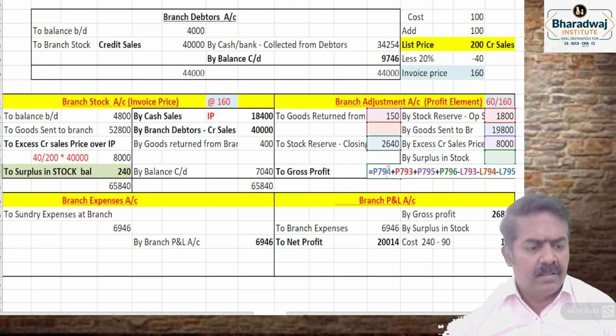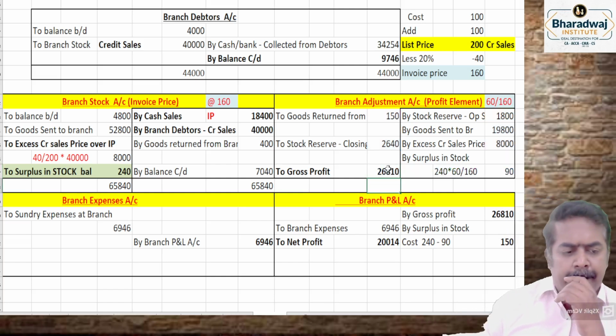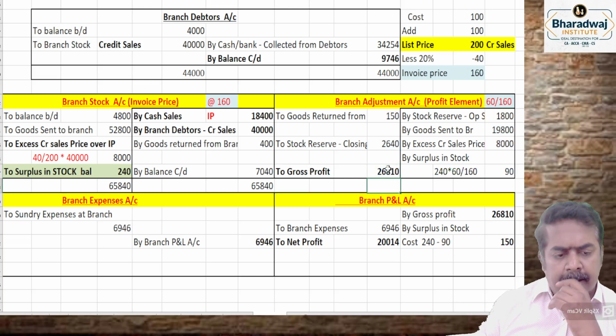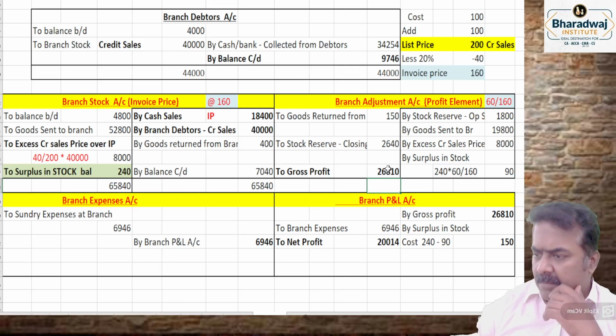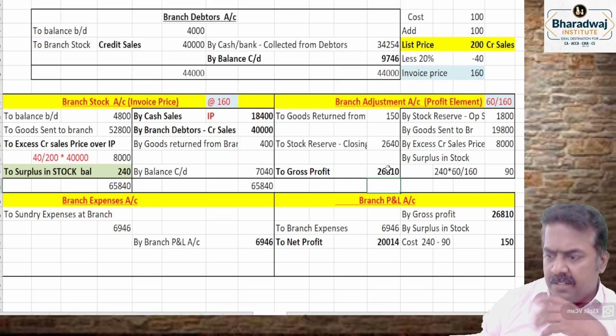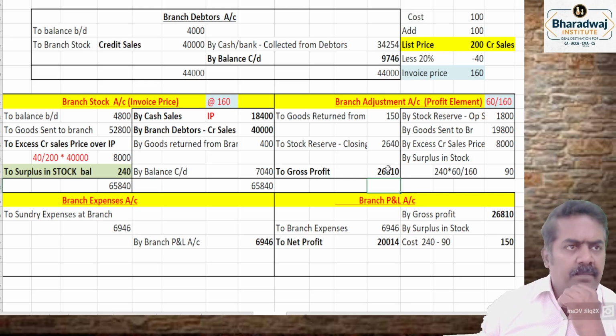Any doubt in it? In the ICMAI suggested answer, they've made some calculation errors. Okay, but this is the correct answer.